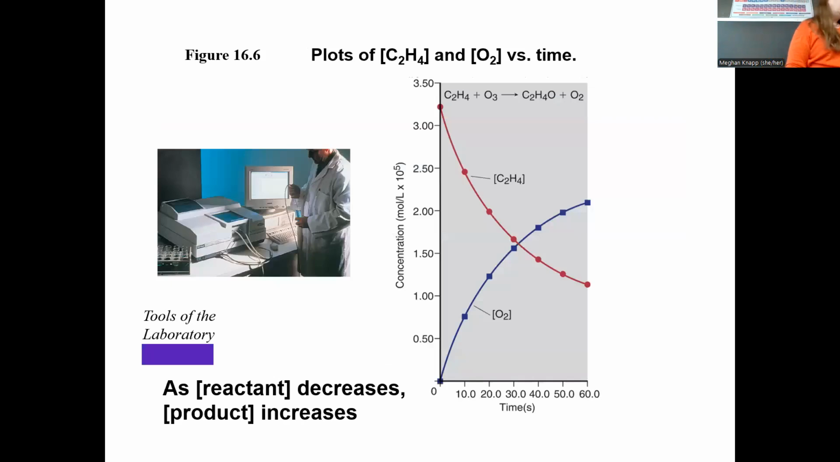All right, so we like graphs. We can plot this data on a graph. And what you'll notice is that this is a curve here. So for this reaction, C2H4, that's ethylene, and ozone, this is going down, and then the oxygen is rising at the same rate. And this is because they have the same coefficient.